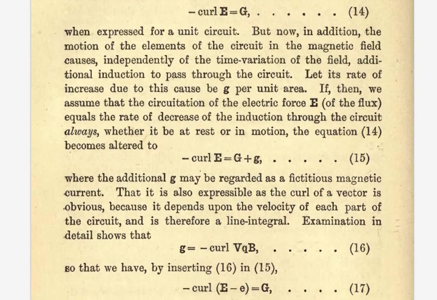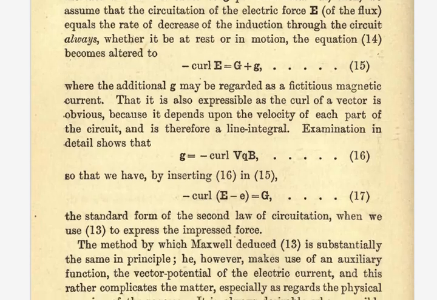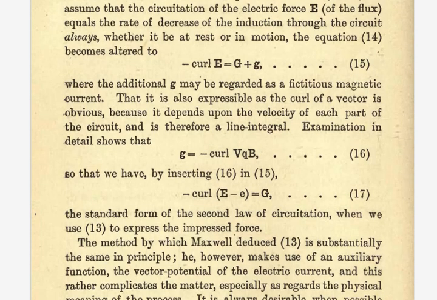If then we assume that the circuitation of the electric force E equals the rate of decrease of the induction through the circuit always, whether it be at rest or in motion, the equation 14 becomes altered to minus curl E equals large G plus small g, where the additional small g may be regarded as a fictitious magnetic current. That it is also expressible as the curl of a vector is obvious, because it depends upon the velocity of each part of the circuit, and is therefore a line integral.